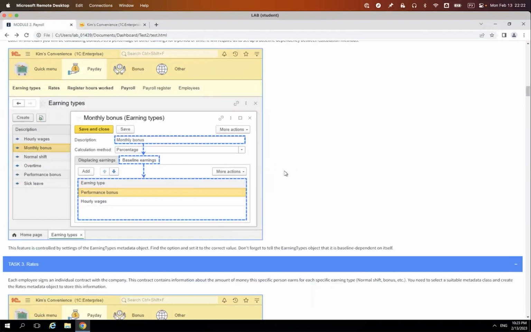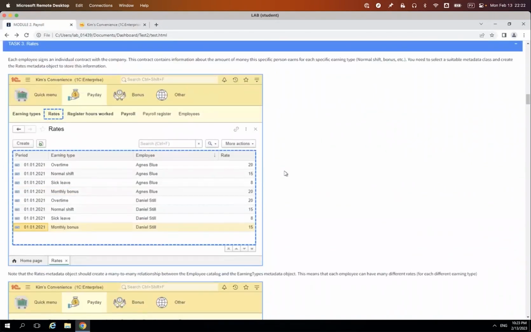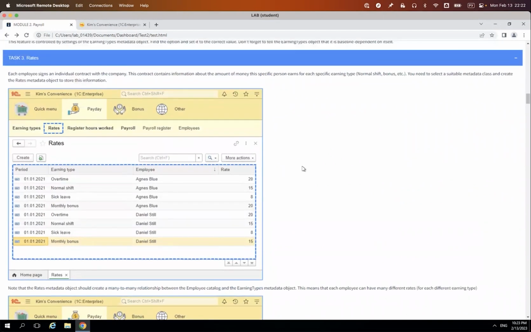Okay, next. Rates. Okay, this should be simple. So rates is basically how much you pay for a specific earning type. It, of course, depends on the task, on the company, on the requirements of these company owners, or maybe on the requirements of the tax authorities and stuff like that. So it can vary depending on many different circumstances and conditions. But the way we ask you to implement this during this practice test looks like that.